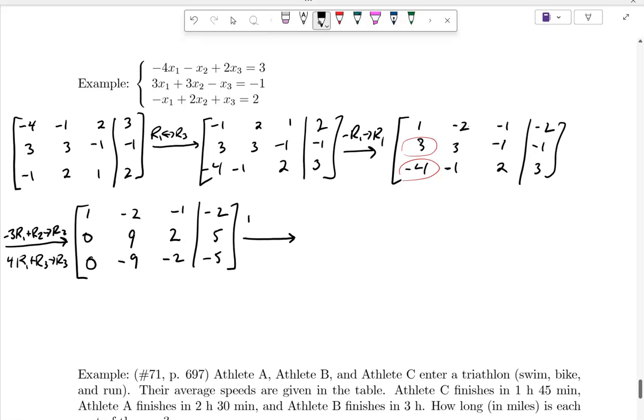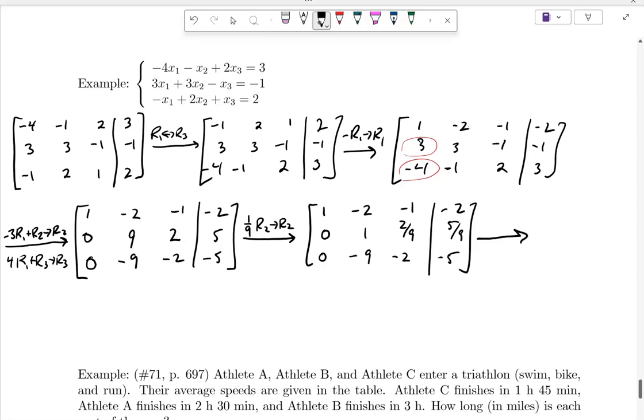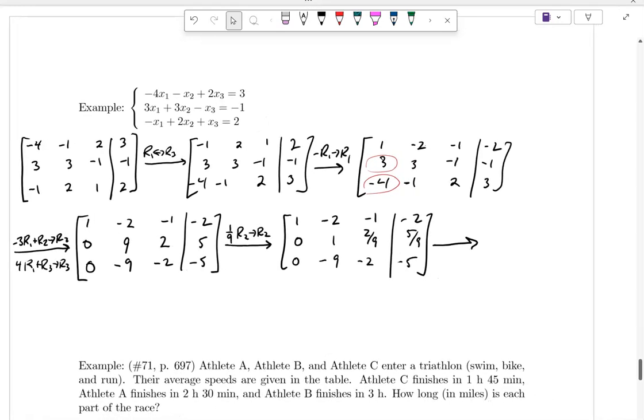I would do 1/9 of row 2 and replace row 2 to make a 1. I know there's not a lot I can do now except use fractions. 0, 1, 2/9, 5/9. That's making a 1. And then again, the next step is to get zeros above and below it. To get a 0 above it, we would do 2 times row 2, it's positive. 2 times row 2 plus row 1, replace row 1.